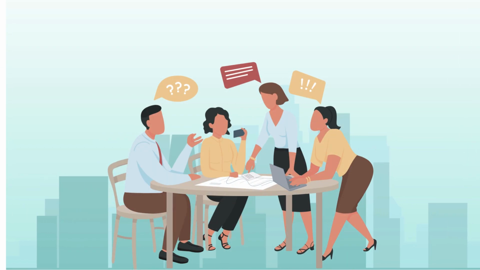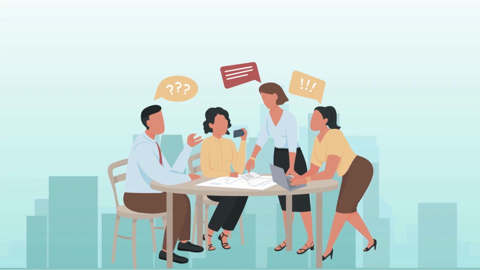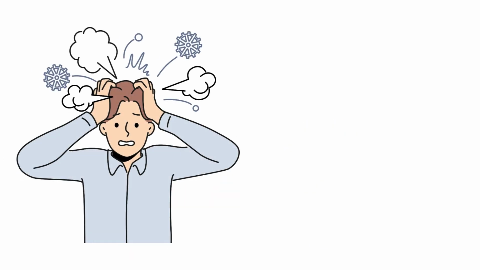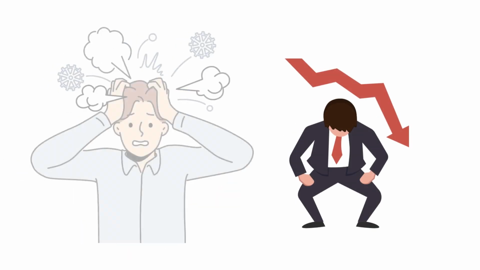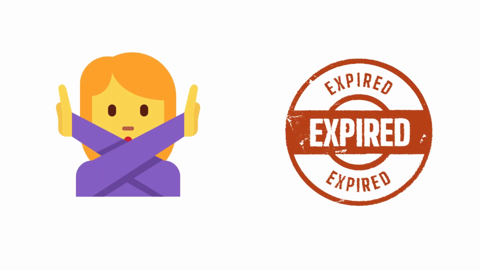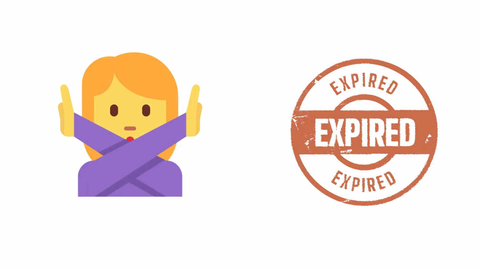In this video, we discuss the legal concept of limitation period. What is limitation period? A limitation period is a statutory time limit within which you must commence a legal action for a wrong done to you. When that period expires, your claim becomes time-barred. The party you wish to sue can raise the fact that the limitation period has expired as a complete defense to your claim even if your claim has merits.